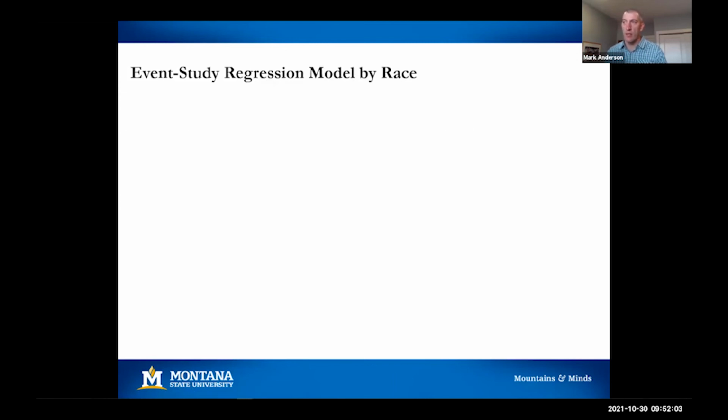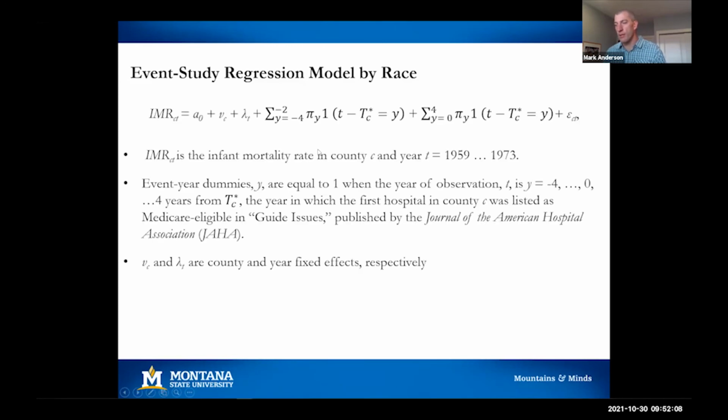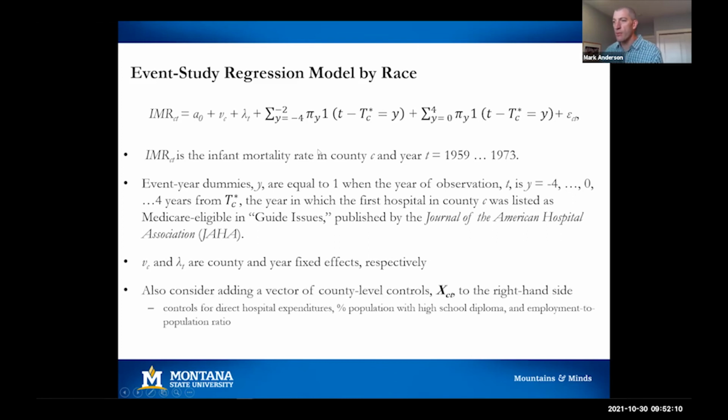Well, we're going to take an event study approach. Everyone here, I'm guessing, is very familiar with an event study. We've already seen these in some of the previous talks, so I won't belabor this, but we're going to look at the pre and post time periods following certification at the county level. Our dependent variable of interest is going to be various forms of the infant mortality rate in County C during year T for this period 1959 to 1973. And our information on Medicare certification comes from these guide issues that were published by the Journal of the American Hospital Association.